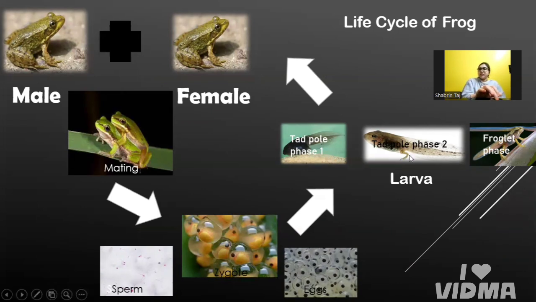Then it undergoes phase two, in which we can see the hind limbs and a large tail. Then the froglet phase, where we can see all four limbs, that is two hind and two forelimbs, along with a long tail. Then after this, again it develops into an adult. This is all about the life cycle of the frog.